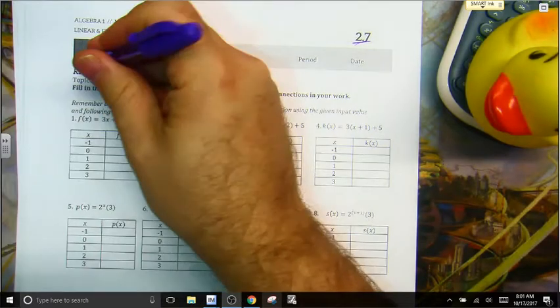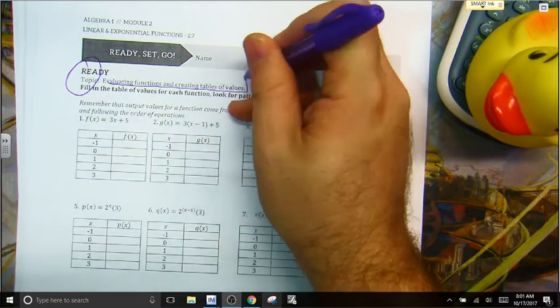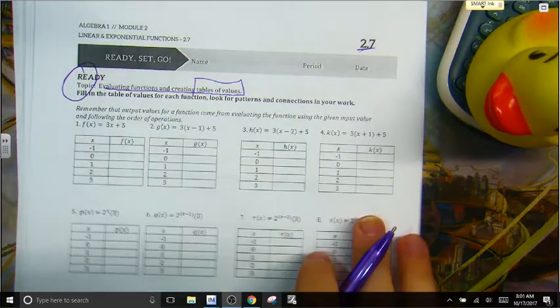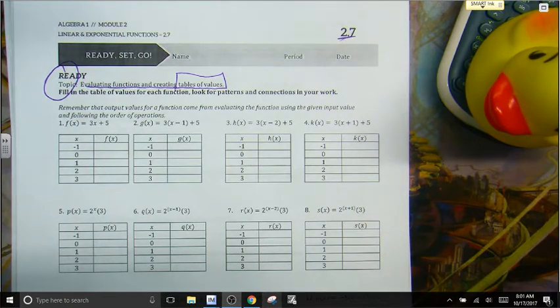The first one in our ready is we're going to be evaluating functions and creating tables of values. This shouldn't be too difficult, but our goal here isn't just filling in the blanks, but trying to make the connection between what is happening.